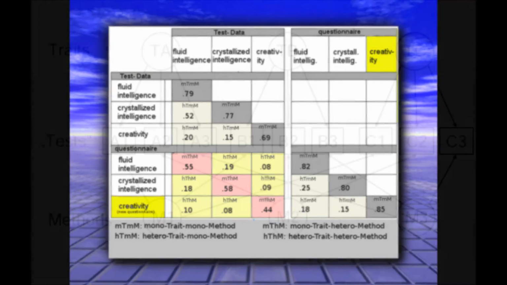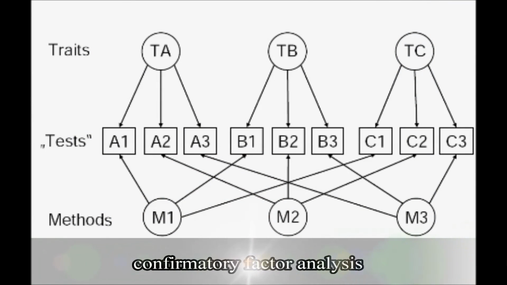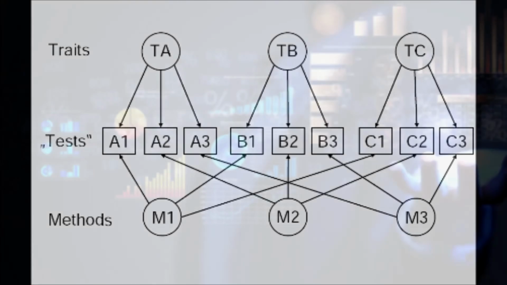So a probably better way is the confirmatory factor analysis, which allows us to bring in a method factor and a trait factor, and in the end we can check our model with inferential statistics.